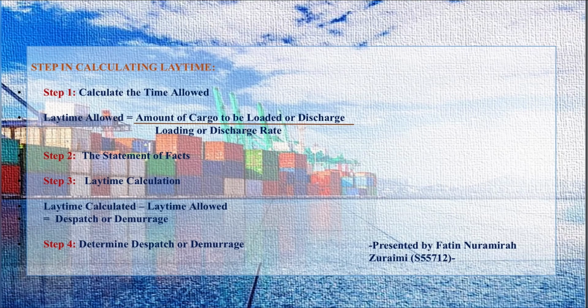Basically, there are 4 steps in calculating lay time. First, we must calculate the time allowed. Second, determine the statement of facts using the lay time sheet. Next, make the lay time calculation, and lastly, determine the dispatch or demurrage from the lay time that has been calculated before.